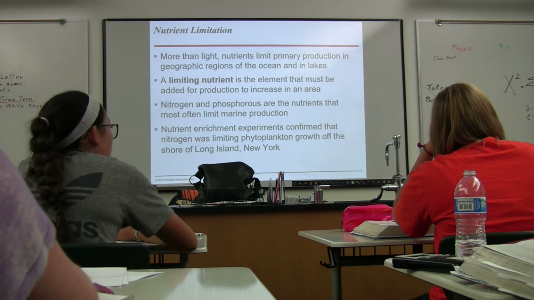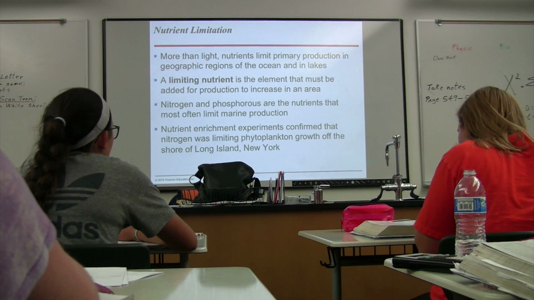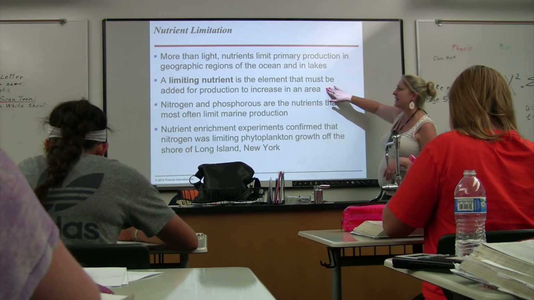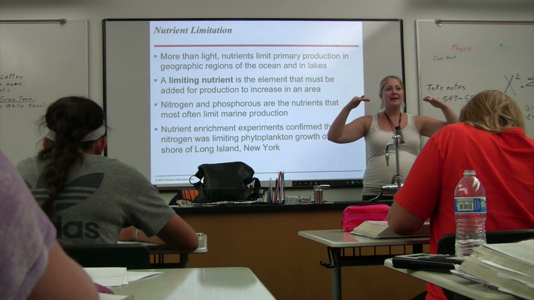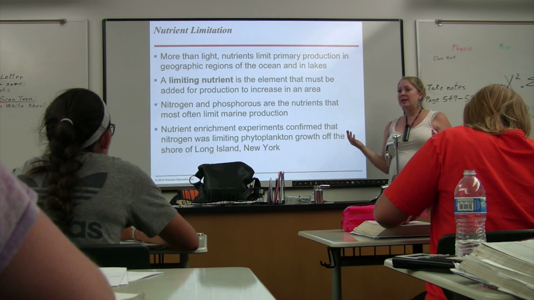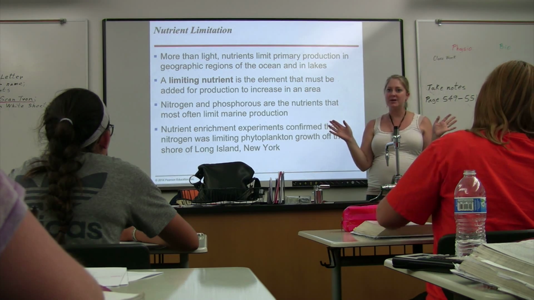All of these things that we're running out of, they're limiting nutrients. So they're nutrients that will eventually run out. It's the element that must be added for production to increase in an area. So if you've reached your max, and let's say that this organism only feeds on blackberries. Blackberries are like, that's it. They're kind of prima donnas about it.